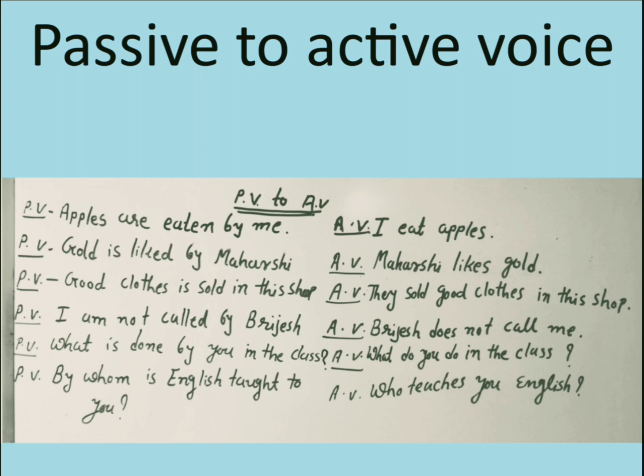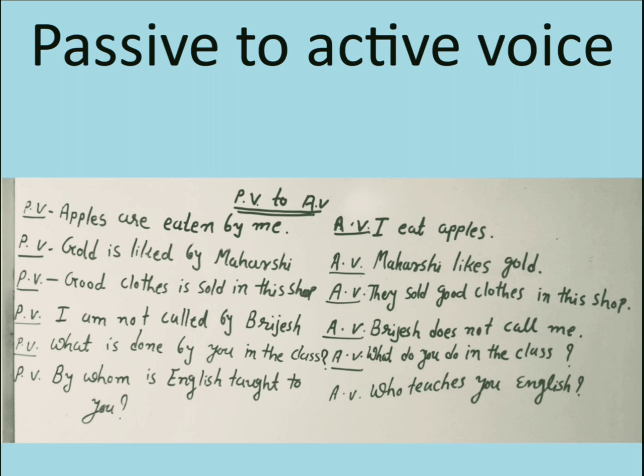Next example, passive: what is done by you in the class? Active: what do you do in the class? Friends, in this sentence, do is used two times. The first one is the helping verb and the second do is the verb. Friends, last example, by whom is English taught to you? So by whom becomes who. Taught becomes teaches.